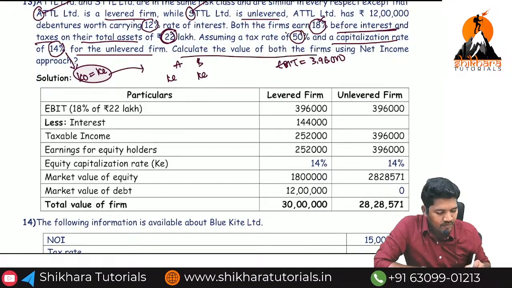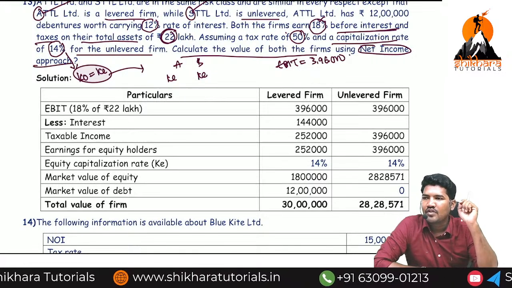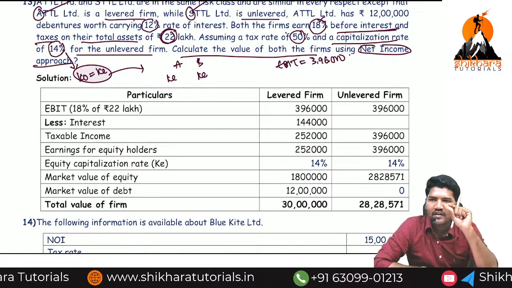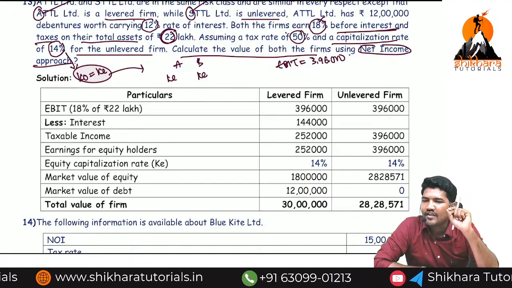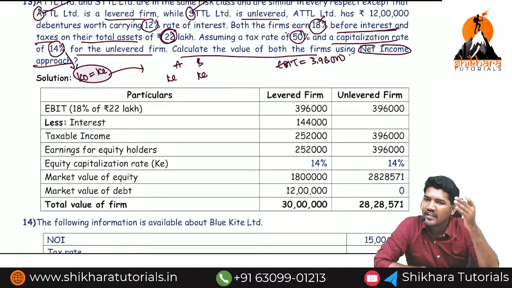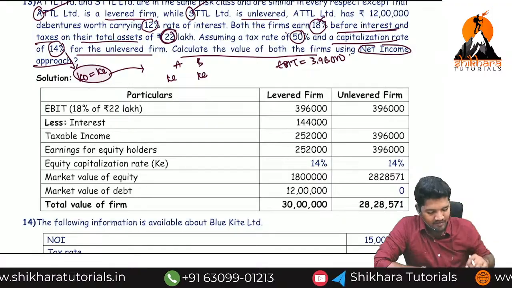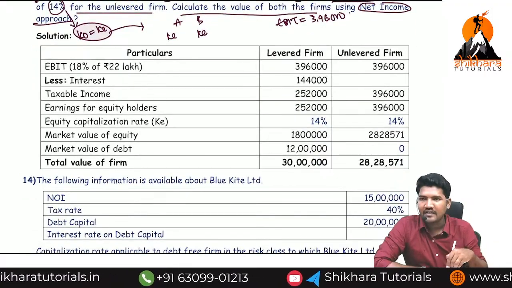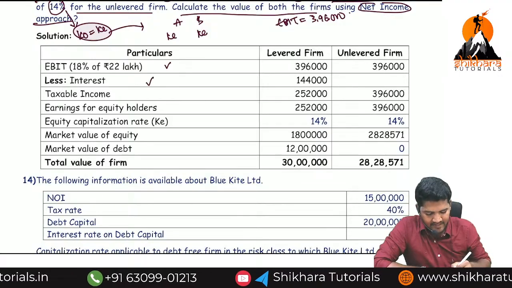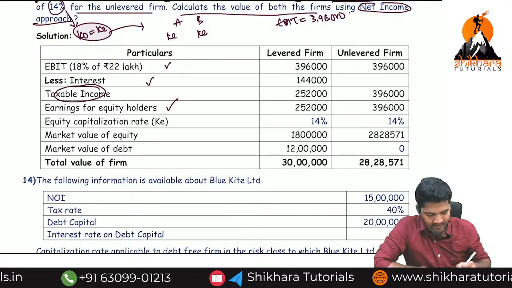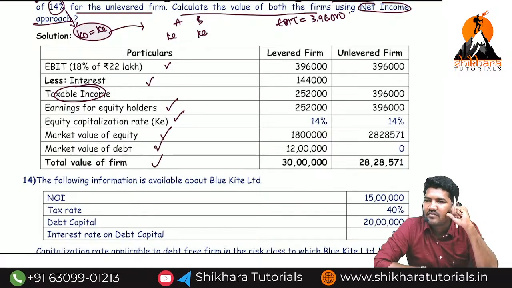Calculate the value of both the firms using the net income approach. At the time of the net income approach, I expressed one important assumption: tax. No tax, even though tax is given, means don't consider it. That is the meaning of assumption. But you can see the solution part, here also they do not consider it. EBIT less interest gives taxable income, and they calculated it, but the director did not consider tax.